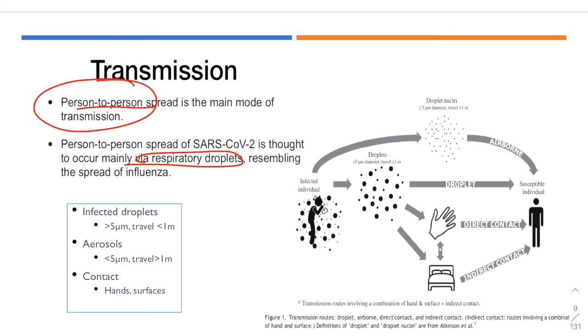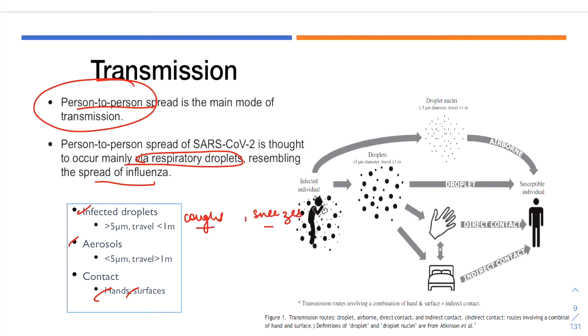The spread of SARS-CoV-2 resembles the spread of influenza virus, that is, mainly through respiratory droplets. The transmission route involves infected droplets, aerosols, and direct contact, for example through hands, or indirect contact through surfaces. An important point to note here is the difference between infected droplets and aerosols. Infected droplets are mainly produced when a person coughs or sneezes.